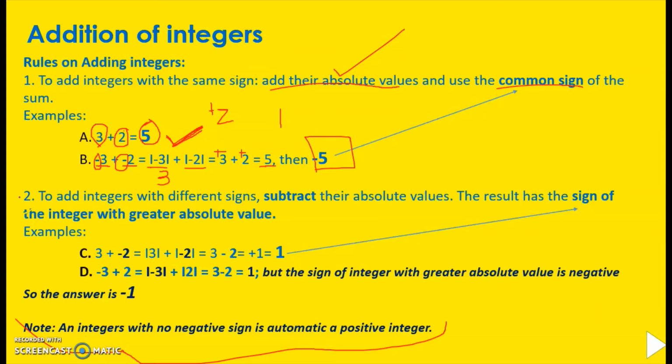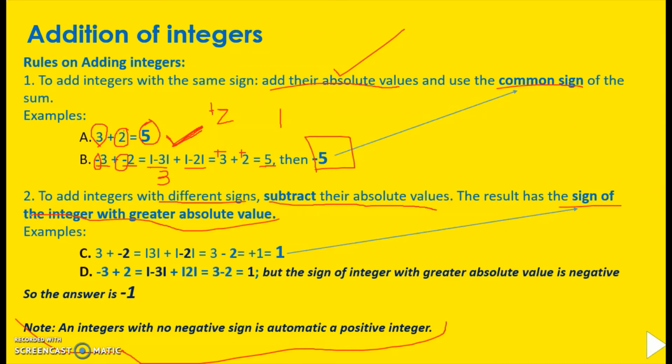And on the second part, to add integers with different signs, subtract their absolute values. The result has the sign of the integer with greater absolute value. So take note, in subtracting their absolute values, to add integers with different signs, we have to subtract their absolute values. The result has the sign of the integer with greater absolute value.